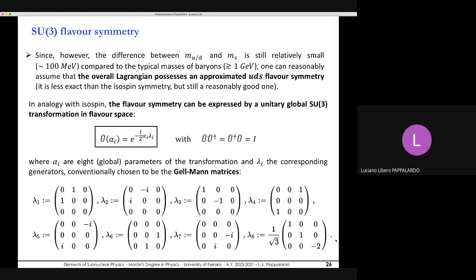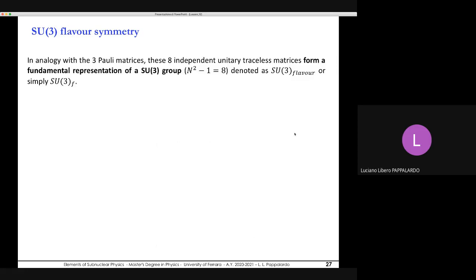In other words, these 8 Gell-Mann matrices are the generalization at the level of SU3 of the 3 Pauli matrices at the level of SU2. In analogy with the 3 Pauli matrices, these 8 independent unitary traceless matrices form a fundamental representation of the SU3 group. Let me remind you that the dimension is n squared minus 1, so it is 9 minus 1 equals 8. That's why we have 8 generators and 8 parameters. We call this symmetry group SU3 flavor, or simply SU3F.